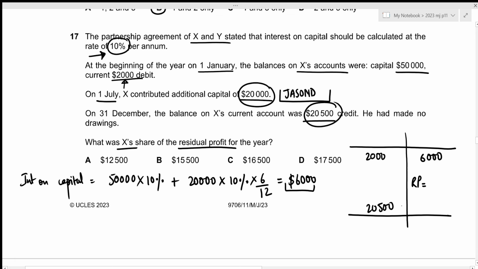Now, in order to figure this out, we first require the total. So let's figure out the total from the debit side. That's 20,500 plus 2,000. That will be 22,500. Now, in order to figure out the residual profit, we just need to subtract this from total. That's 22,500 minus 6,000, which results in the value of 16,500. That's the correct answer we're looking for, which is given in option C. Let's move towards the 18th question.